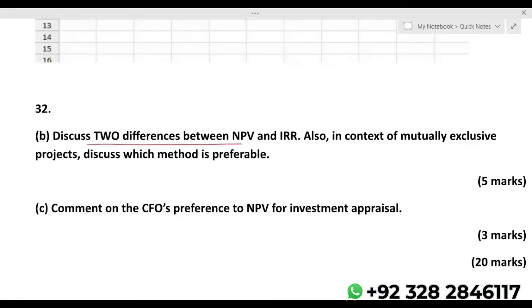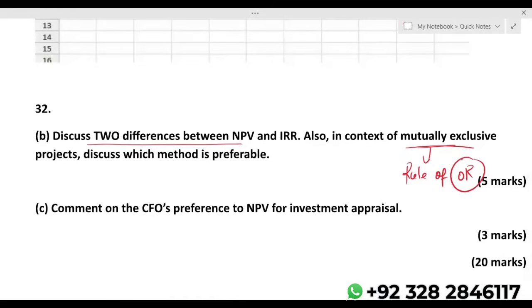Now, in the context of mutually exclusive, students, do you recall what is the meaning of mutually exclusive project? It means the rule of OR. Rule of OR means I can opt for one. If my examiner says two projects are mutually exclusive, I'm going to opt for any one of them. Okay, now listen. In case of mutually exclusive projects, it is highly advisable to go for NPV rather than IRR. In fact, IRR should not be used in case of mutually exclusive projects.